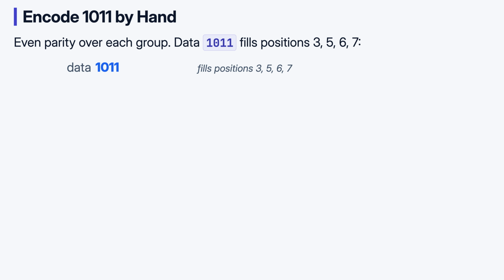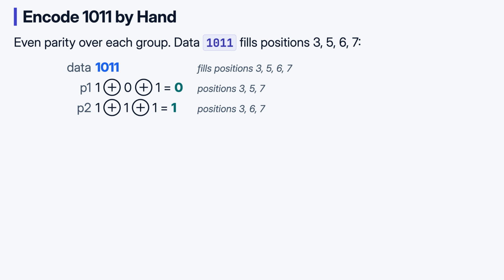Let's encode the data 1011, 1 parity at a time. The data bits fill positions 3, 5, 6, and 7. Parity 1 covers positions 1, 3, 5, and 7, so we XOR the data at 3, 5, and 7. 1 XOR 0 XOR 1 is 0, so parity 1 is 0. Parity 2 covers 2, 3, 6, and 7, so we XOR the data at 3, 6, and 7. 1 XOR 1 XOR 1 is 1.